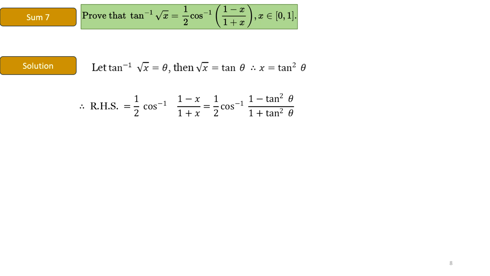Right-hand side of the problem statement gets converted to half of cosine inverse 1 minus tangent square theta by 1 plus tangent square theta. The term under cosine inverse is equal to cos 2 theta, and thus the RHS further simplifies to tan inverse of root x, which is LHS, hence proved.